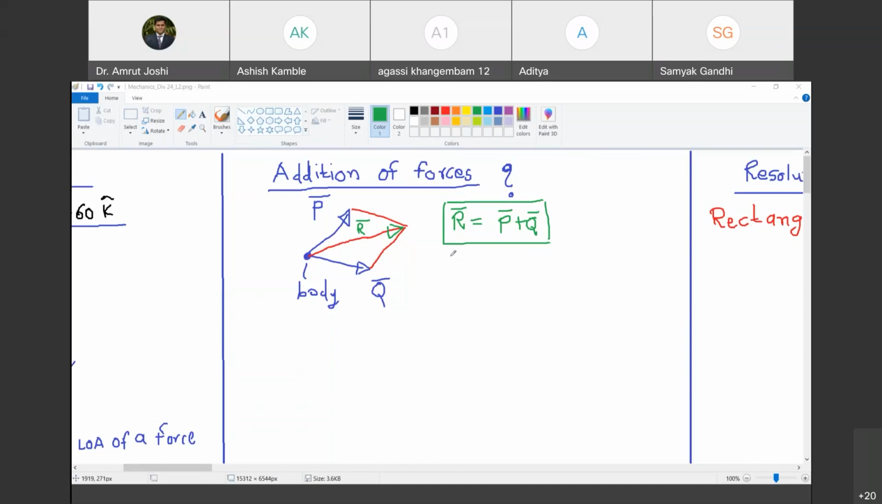Are you with me? Yes, sir. Now I am going to challenge that. Why do you think that forces or vectors are to be added in this fashion? For example, if you believe this construction, do you agree with me that this parallelogram is a geometrical construction? Yes, sir. Okay, so if you believe one geometrical construction, you can as well believe another geometric construction.